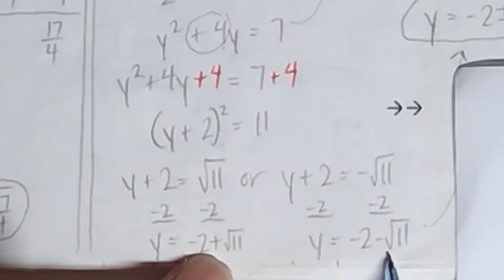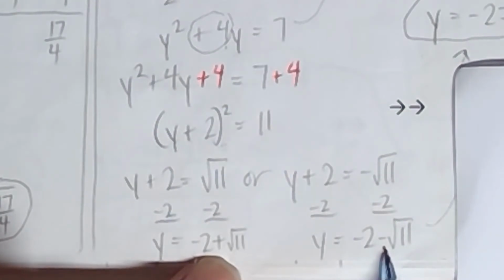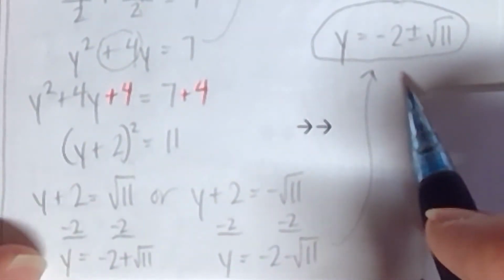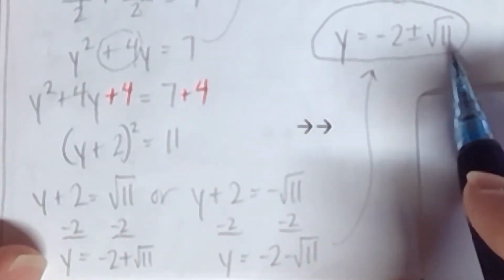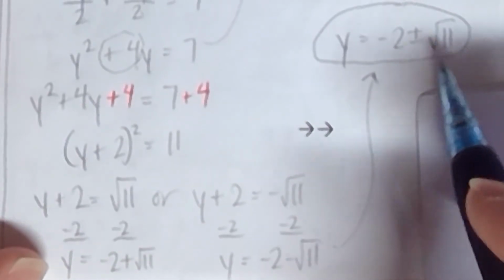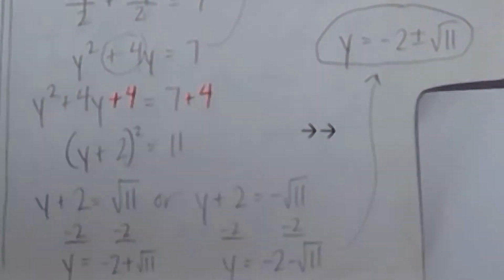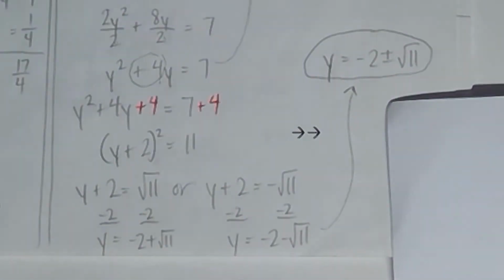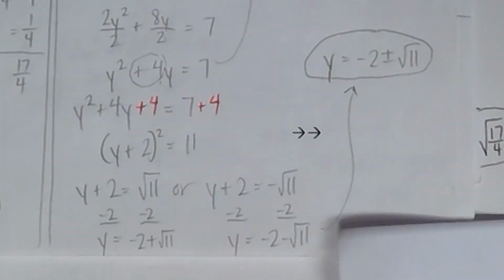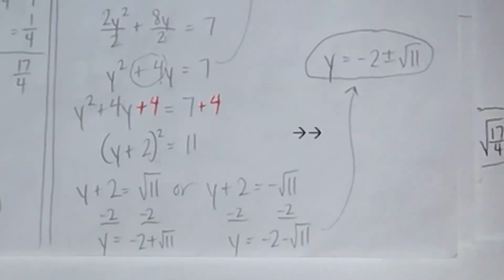But these 2 answers do look exactly the same except for the plus and the minus in the middle of the answers, right? And so because of that, I can then condense the final answer down to negative 2 plus or minus the square root of 11. And so that would be your final answer. Number 1. Let's go to the second page here and look at problems 2 and 3.